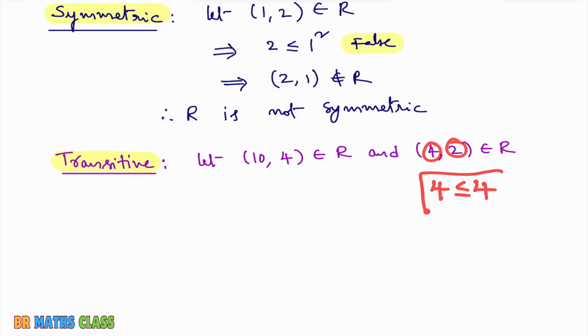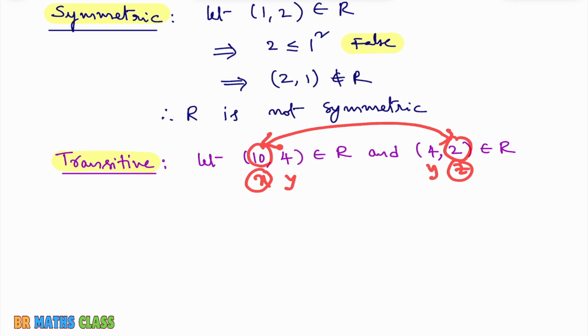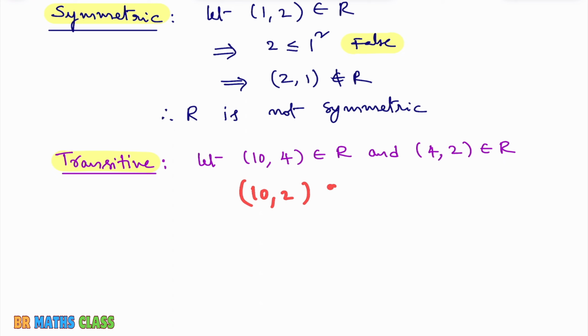So what happened? I am able to find (x, y) and (y, z) in the relation. Now I need to look at whether (x, z) is in the relation or not. What is (x, z)? It is (10, 2). I need to check whether the ordered pair (10, 2) is in the relation or not. 10 is a real number, 2 is a real number. Now does this satisfy the condition a less than or equal to b square? Is 10 less than or equal to 2 square, and 2 square is 4? Is 10 less than 4? No. Is 10 equal to 4? No.